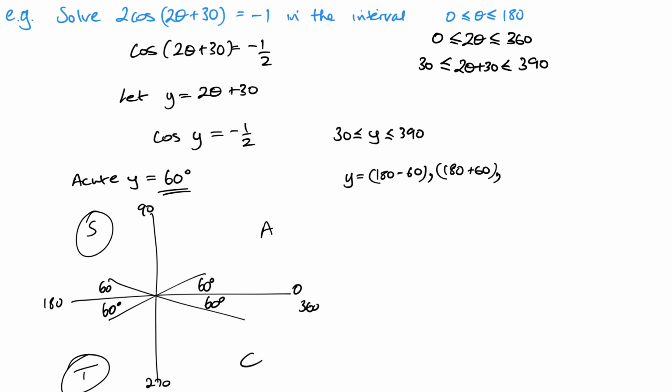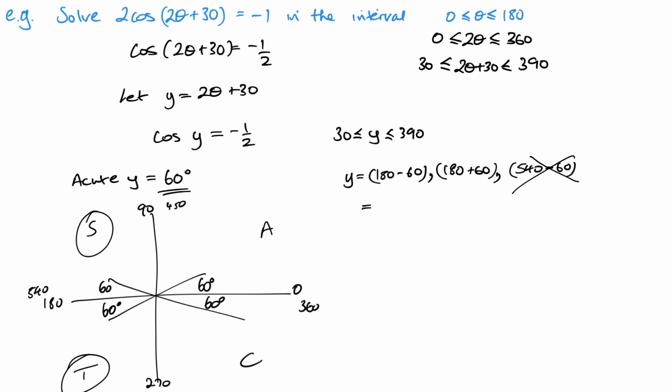And then I need to keep going. As I go past the 360, we've got a 450, a 540, and so on. Now, we only need to go as far as 390. So let's check our next potential angle. Once I've gone past 360, I keep going. My next potential angle is 540 minus 60. I know that 540 minus 60 is 480. That falls outside of my range, so I don't need that angle and I can stop.